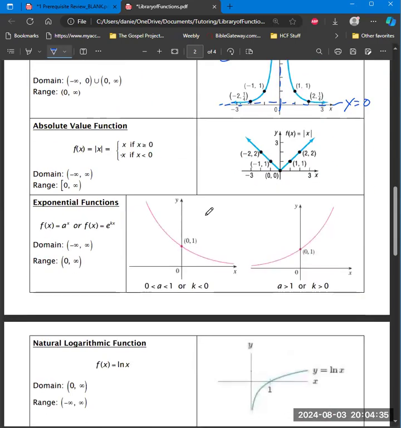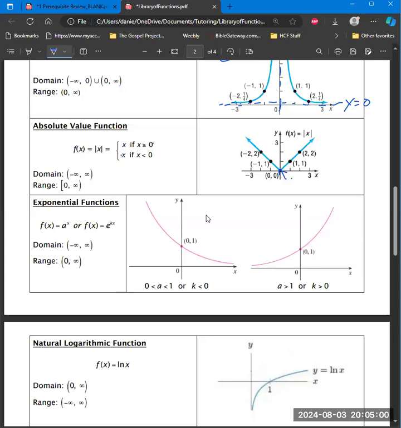We also need to know about the absolute value function. There's a couple of different ways that we can define it. One of them is piecewise defined, and that helps us a lot in calculus to think about it that way: x, if x is greater than or equal to 0, and negative x if x is less than 0. Its domain is negative infinity to infinity, and it has a range of 0 to infinity.